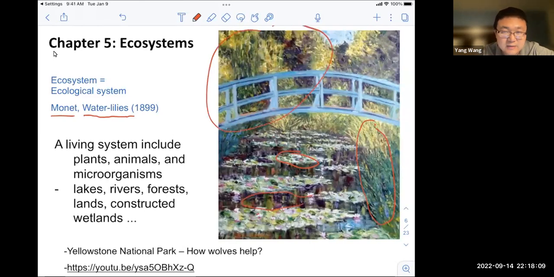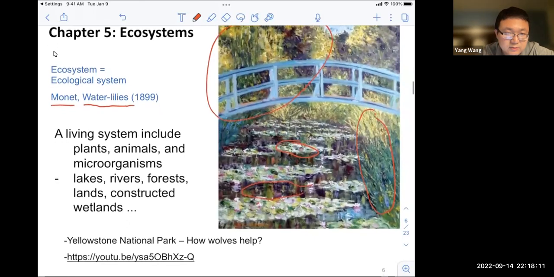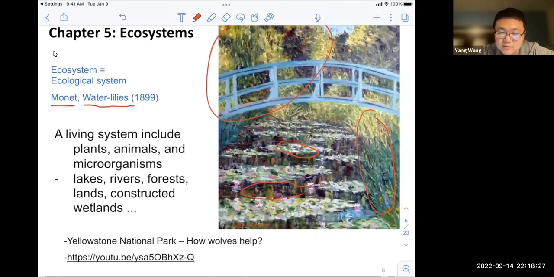So basically, an ecosystem is defined as a living system that includes plants, animals, and microorganisms, and it can include many of the places that we normally deal with. For example, lakes, rivers, forests, lands, constructed wetlands, and so on. And including the animals, there can be so many types of them.